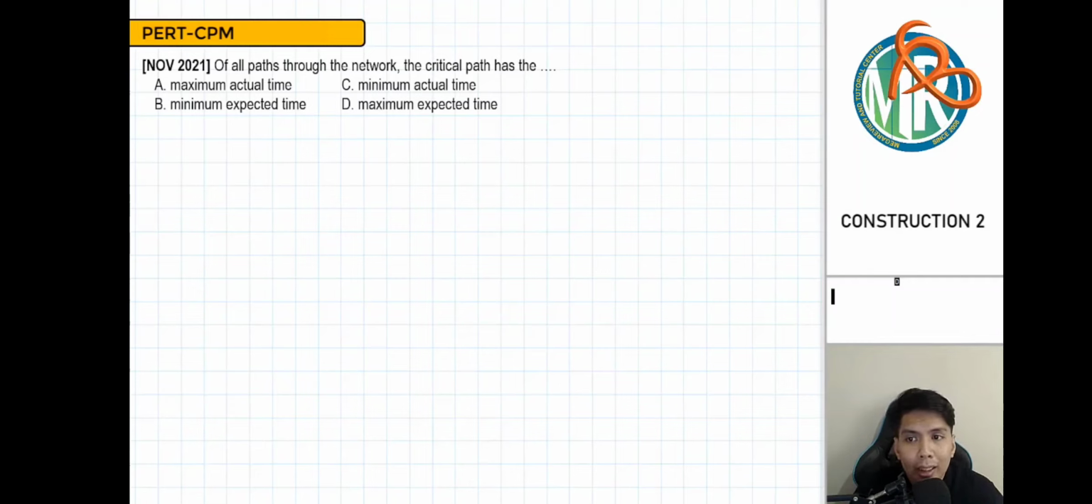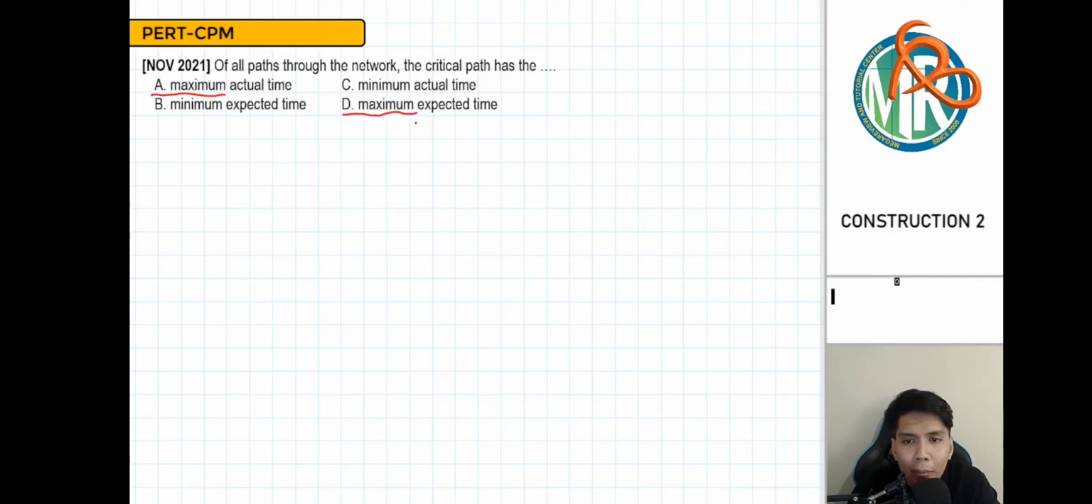Of all paths through the network, the critical path has the letter A, maximum actual time, letter B, minimum expected time, letter C, minimum actual time, and letter D, maximum expected time. If you recall the previous situation, the critical path is the longest duration path. So of course, we won't answer minimum. So it is either A or letter D, because those have the maximum time.